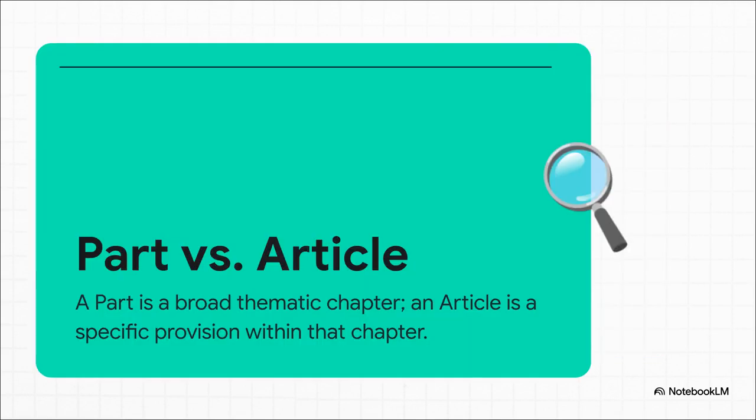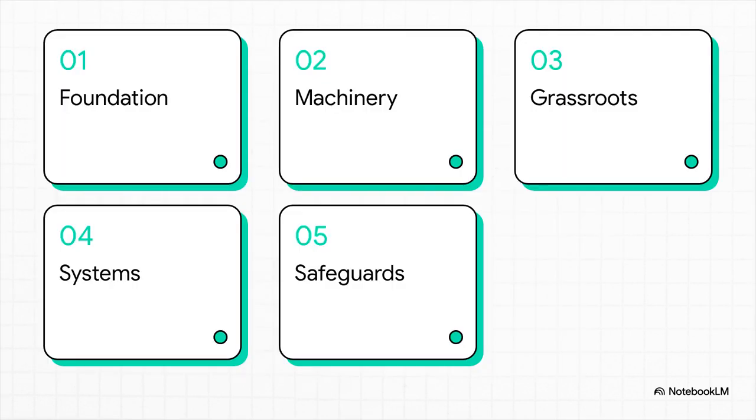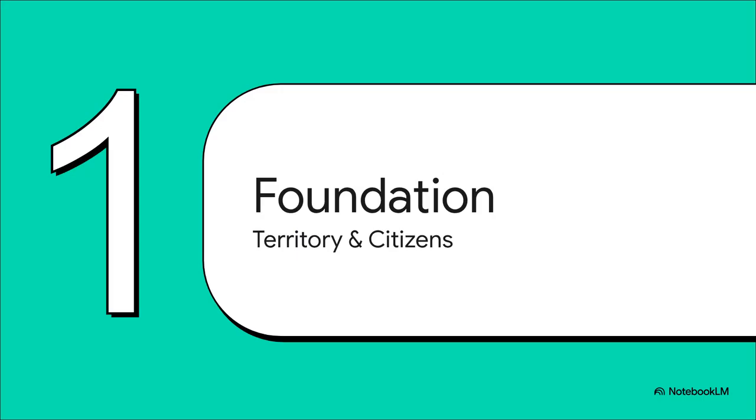Okay, so to make sense of this massive blueprint, we need a simple mental model. We're going to be throwing around the words parts and articles quite a bit, so just think of a part as a broad thematic chapter. Imagine it's an entire wing of a giant building dedicated to one specific thing. An article, on the other hand, is like a specific room or a specific instruction located exactly inside that wing. Make sense, right? So, to make this whole thing digestible, we've broken the 25 parts down into 5 logical clusters. 1. Foundation. 2. Machinery. 3. Grassroots. 4. Systems. And 5. Safeguards.